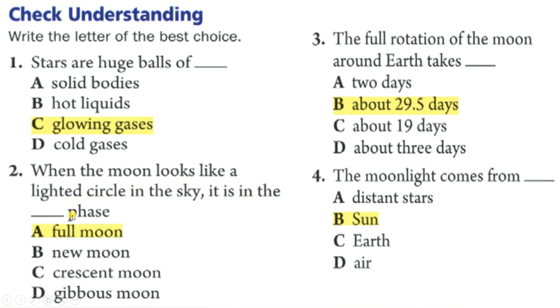2. When the moon looks like a lighted circle in the sky, it is in the phase A. Full moon. B. New moon. C. Crescent moon. D. Gibbous moon. The correct answer is A.